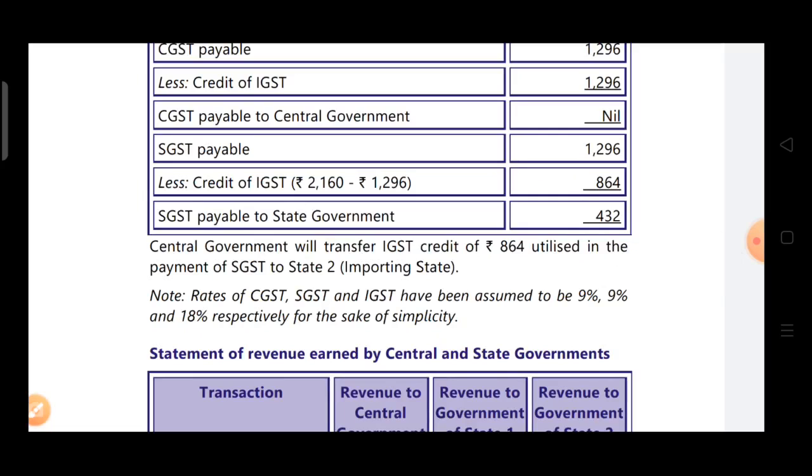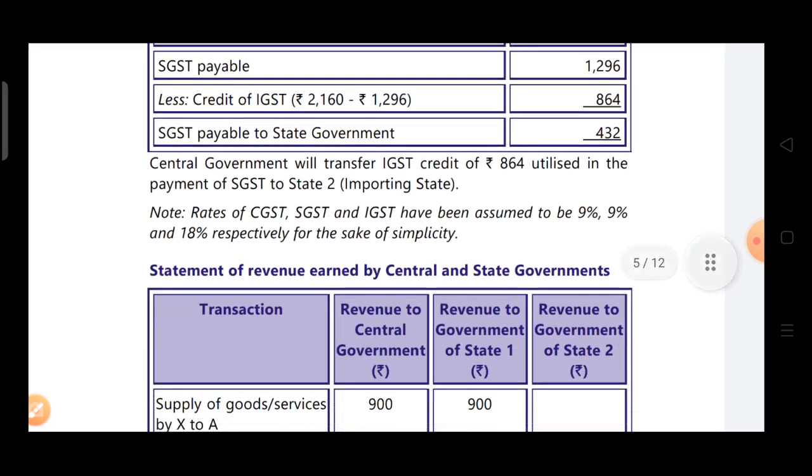Now see what adjustment will take place. In this case the central government will transfer IGST credit of 864 utilized in the payment of SGST to state 2. In the earlier case, the state had to transfer to the central government because SGST credit was used. In this case IGST credit is used, so the central government will transfer to the state government. Understood? Central government will transfer this 864 utilized in payment of SGST to state 2, not state 1. State 2 is the importing state, right? It's a destination based tax, that's why.